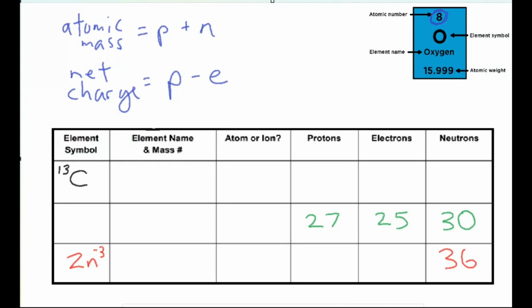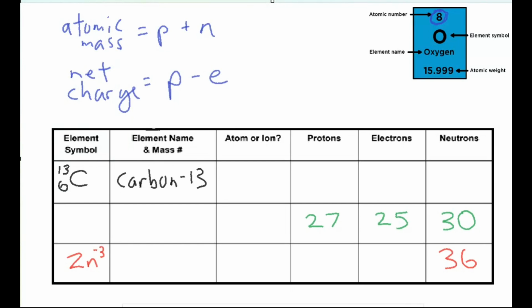Now, based on what we have in the first part of our table, we have carbon 13. Okay, so the notation for the element symbol is always the mass in the top left-hand corner, and then the atomic number on the bottom left-hand corner. So if I look up carbon, it's going to be 6. I can go ahead and fill that in. Now for the element name and mass, that is going to be called carbon 13.